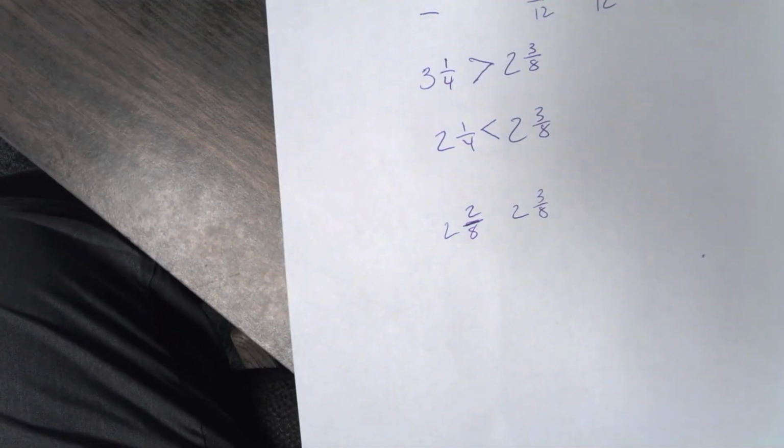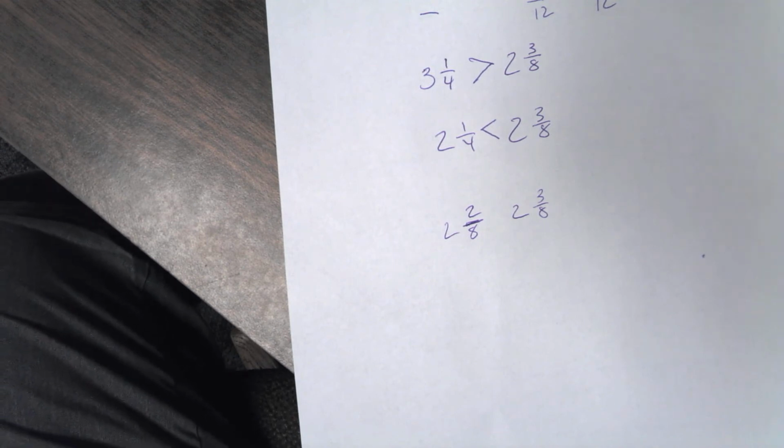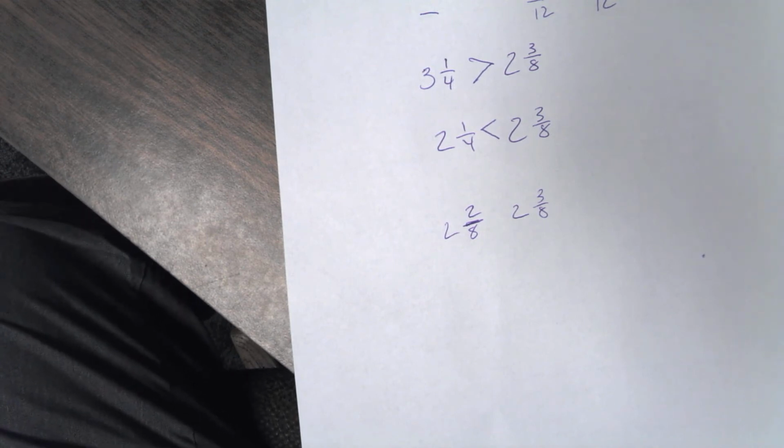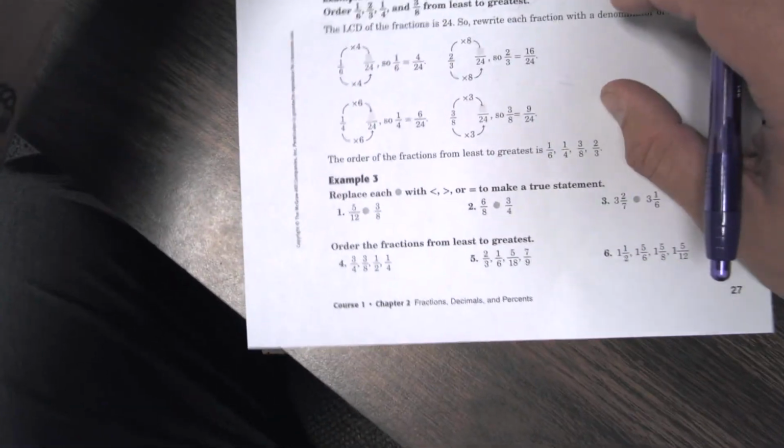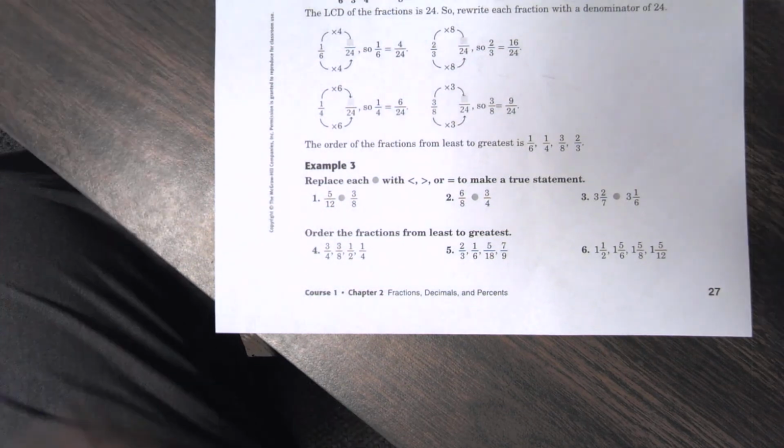Okay? So whenever you have a mixed number, always check the whole numbers first, then go to the fractions. That way it just saves you a ton of work. Okay? So go ahead and try to do 1 through 3 down at the bottom. 1 through 3.